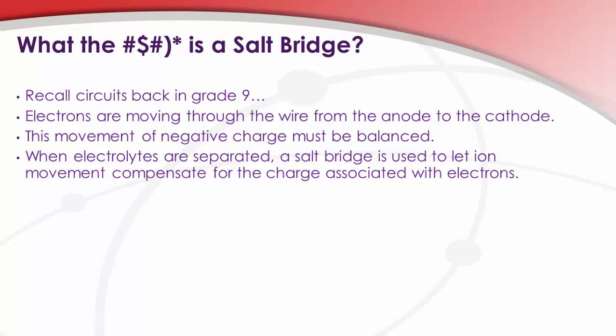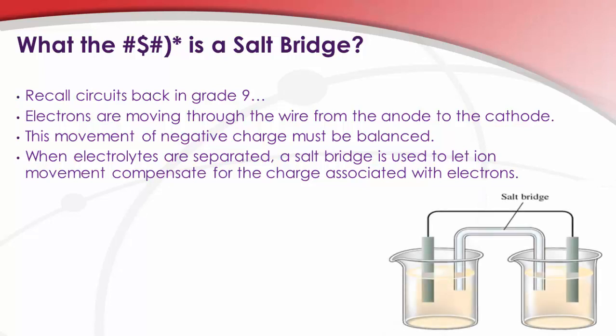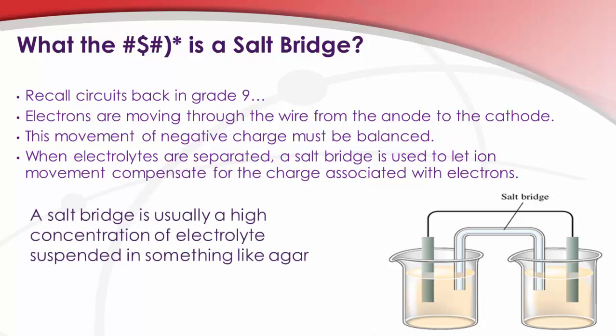So whenever we want to separate our electrolytes, whenever they're not mixed together, we use a salt bridge to let ion movement compensate for the charge associated with electrons. So this is a salt bridge here. And usually what that is, is a high concentration of some kind of electrolyte, suspended in something to keep it from flowing. Instead, you have diffusion of the ions.